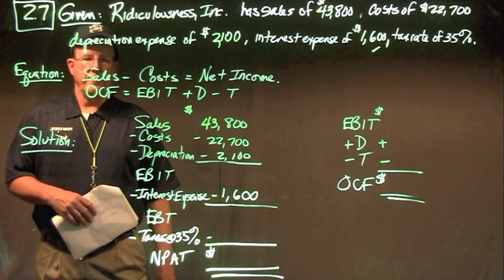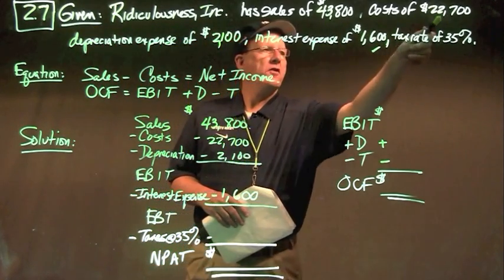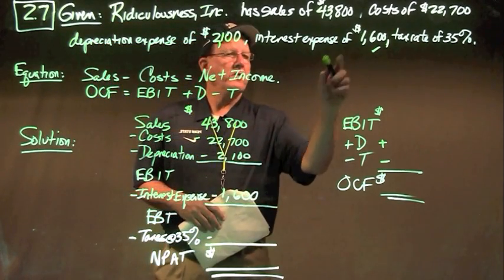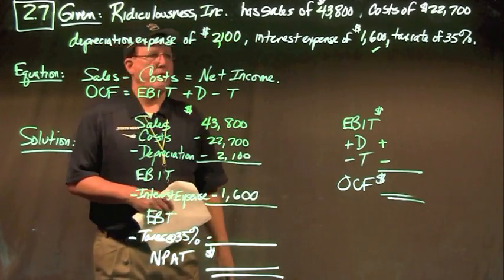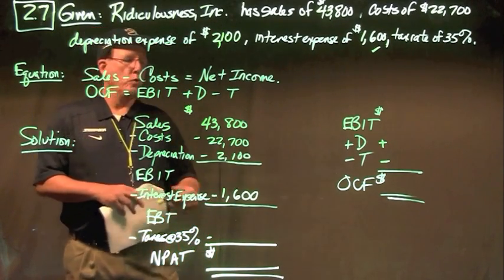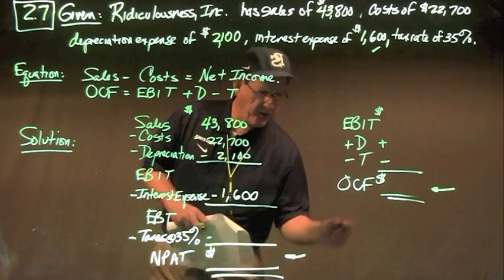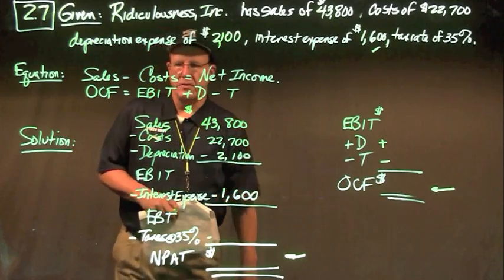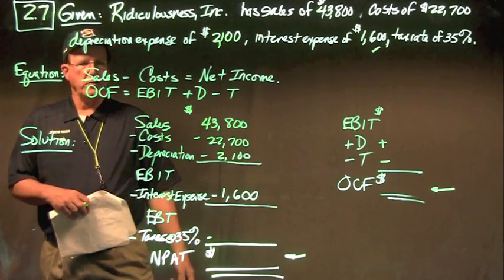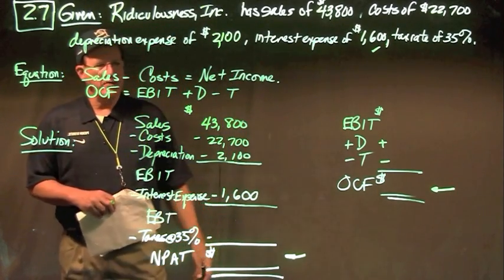In problem 2.7, we're given that Ridiculousness Inc. has sales of $43,800, cost of $22,700, depreciation expense of $2,100, interest expense of $1,600, and a tax rate of 35%. Find the net income, find the OCF is what we're ultimately looking for here. So first, when you see the letters OCF, you know you need to build a vertical income statement. Equation being sales minus cost equals net income, and OCF equals earnings before interest and taxes plus depreciation minus tax. I add back depreciation because it's a non-cash expense.